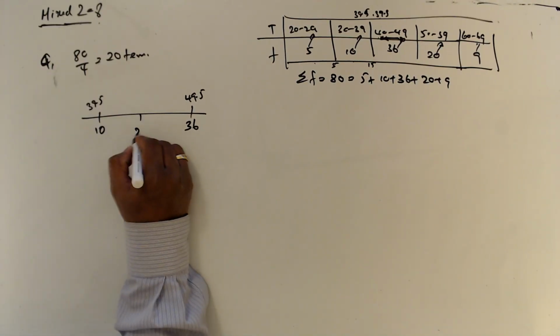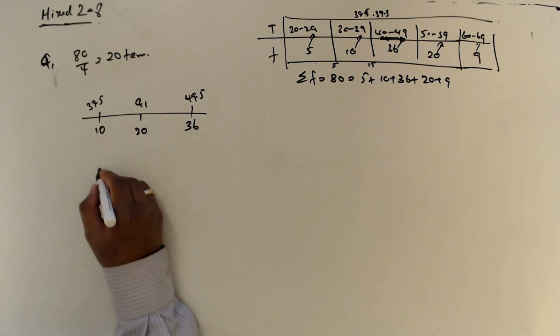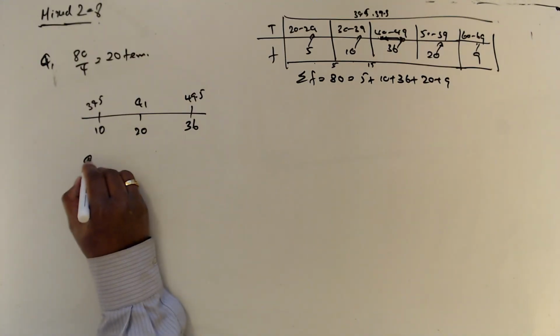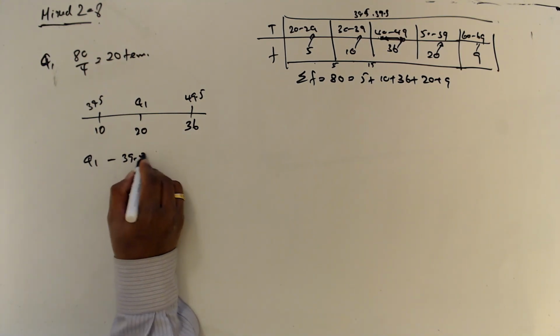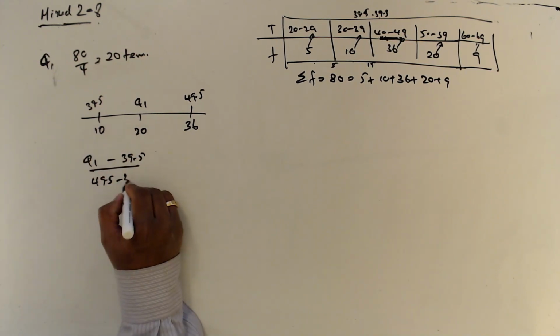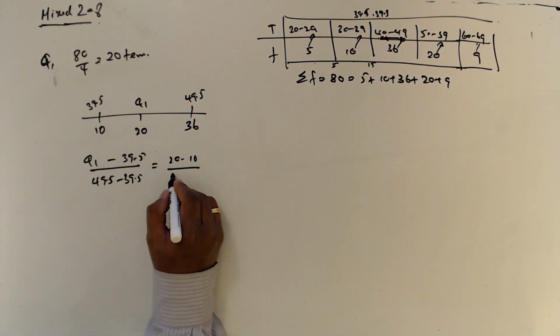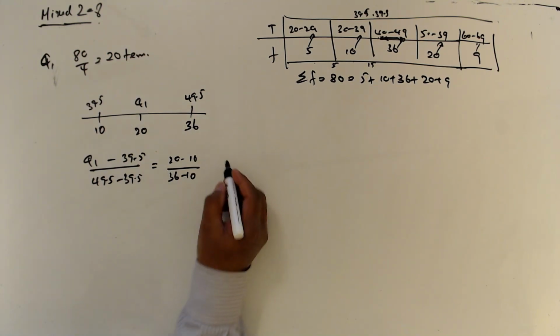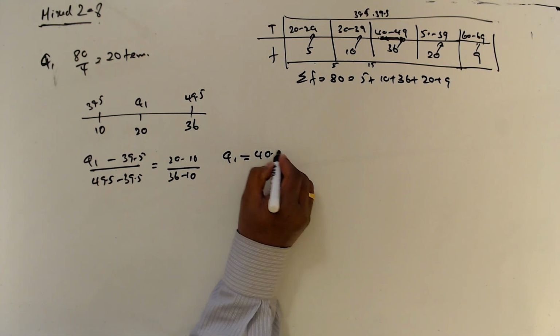So we need the 20th term, that is Q1. Then we will get Q1 minus 39.5 over 49.5 minus 39.5 equals 20 minus 10 over 36 minus 10. So Q1 is going to be 40.9.